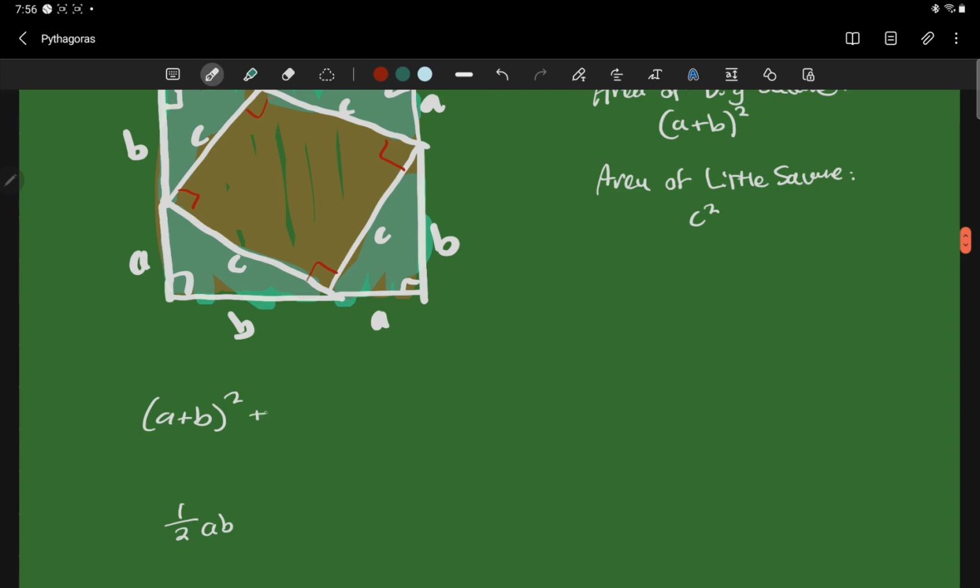Now, because we have 4 of them, we can put this 4 out front. So there's 4 of the area of each one of those triangles, which is 1/2 AB. When we subtract all of those away, all you're going to be left with is C squared.